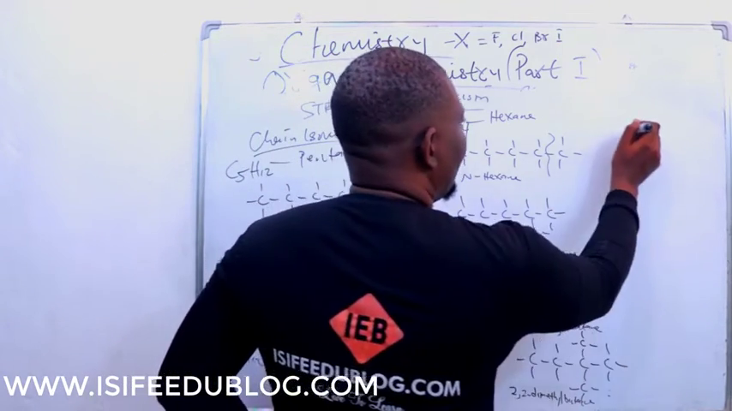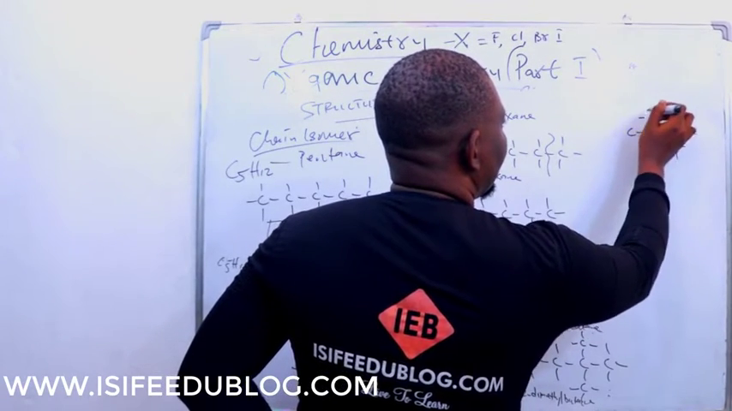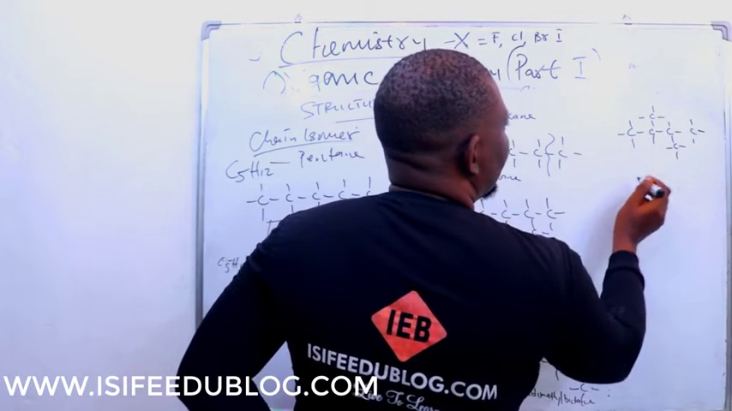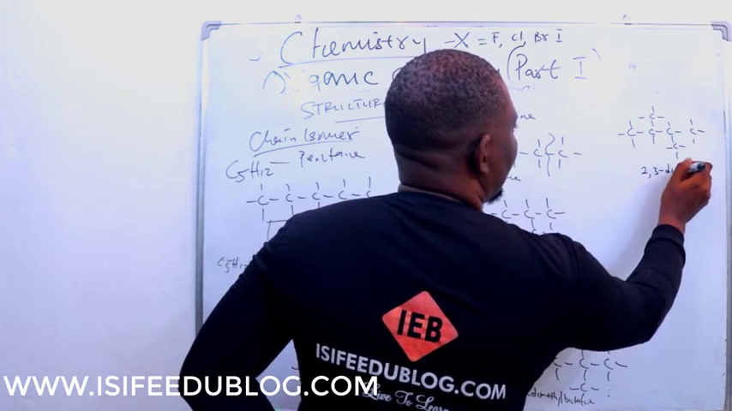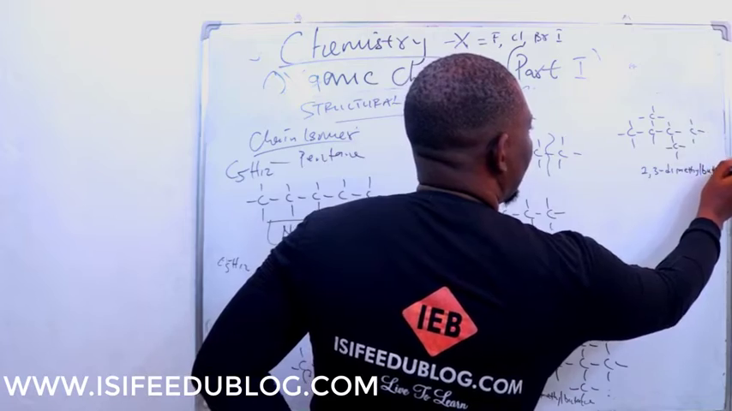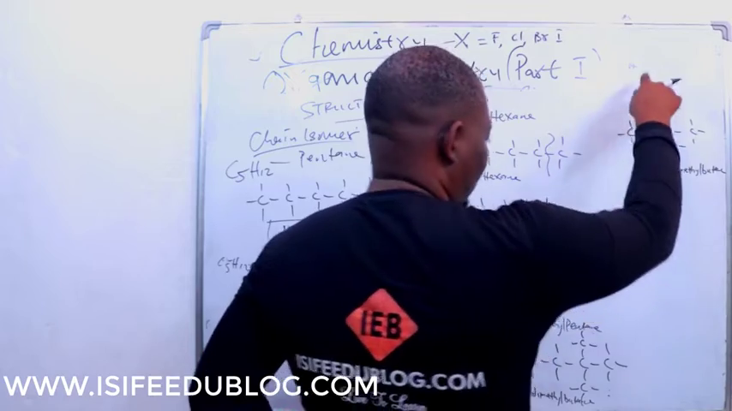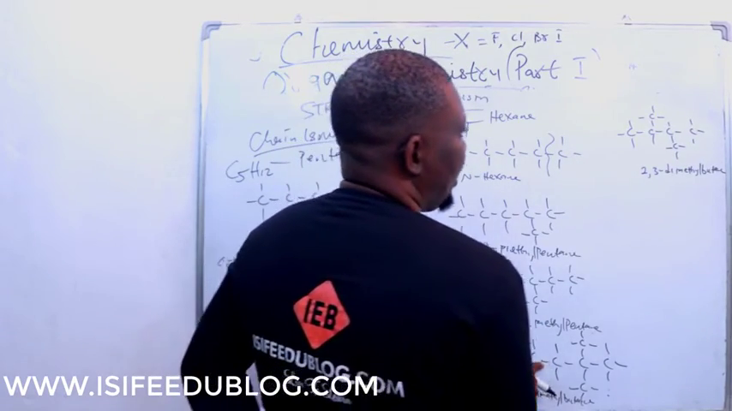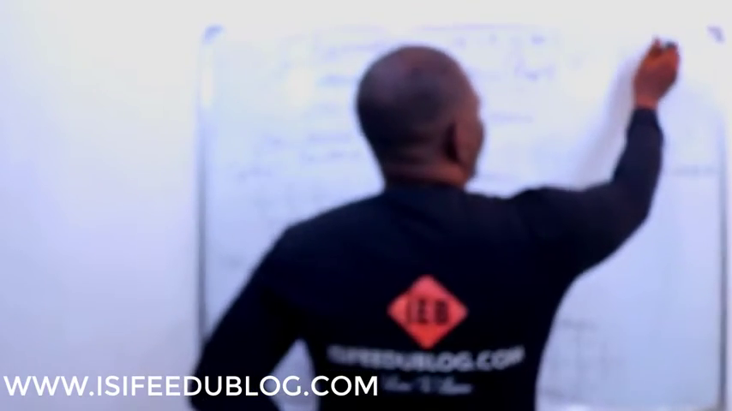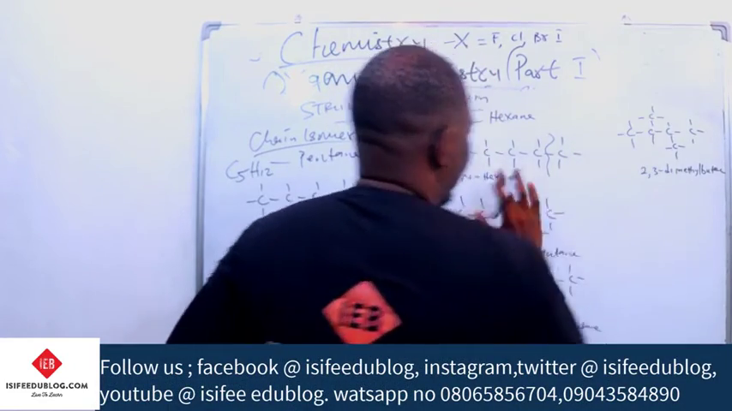I can still have 1, 2, 3, 4, maybe here 5 and here 6. So this is 2,3-dimethylbutane. Let's see how many I have now. What if I bring this one here and keep this one here? It will still be 2,2 like this. What if I cut the chain into 3, with C4 here and C5 here? I cannot add here and here. So we cannot have more than this as possible isomers of hexane.